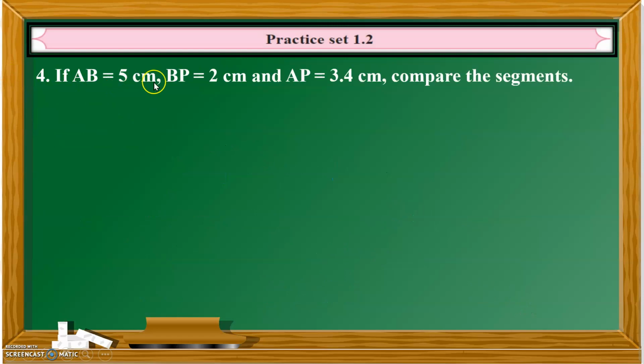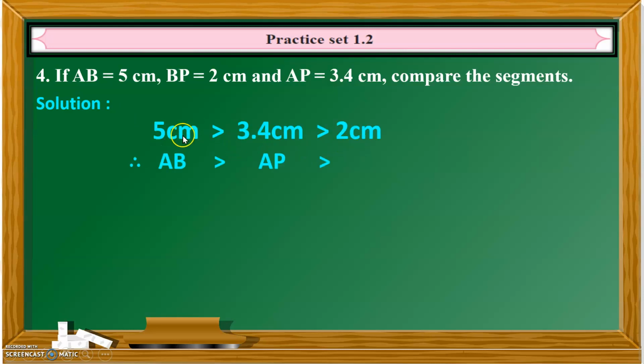If AB is equal to 5 centimeters, BP is equal to 2 centimeter, AP is equal to 3.4 centimeter, compare the segments. So solution, this is a very easy question children. Here in order to compare the segments, we need to compare their lengths first. So we'll start, either we write in the ascending order or we write the lengths in the descending order. So I'm going from greater to smaller first. So 5 centimeter is greater than 3.4 centimeter, greater than 2. So whose length is 5? AB is 5, then AP and then BP.